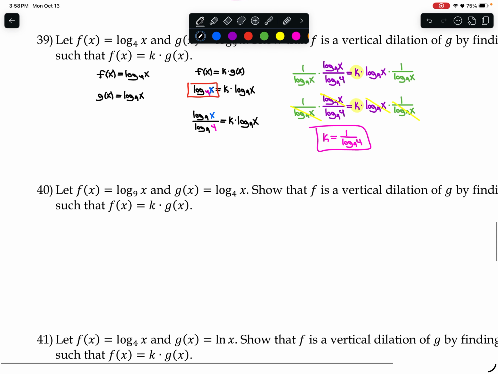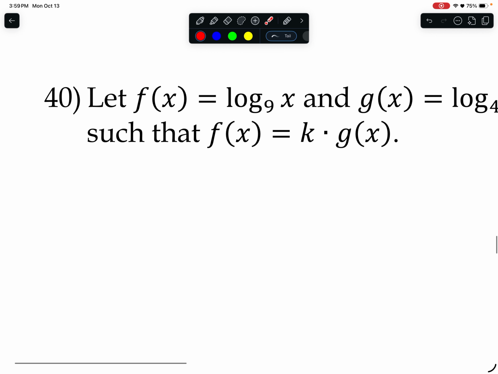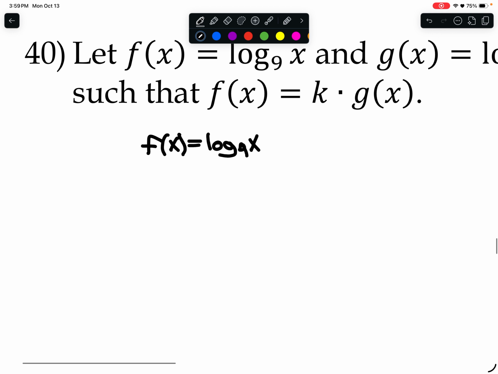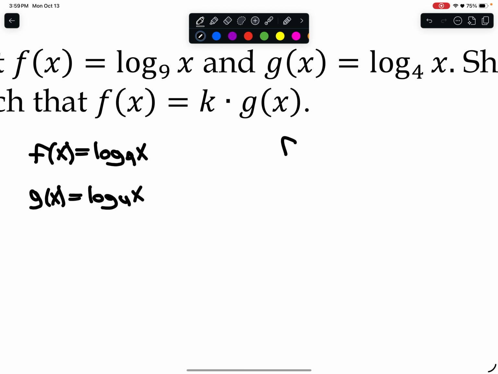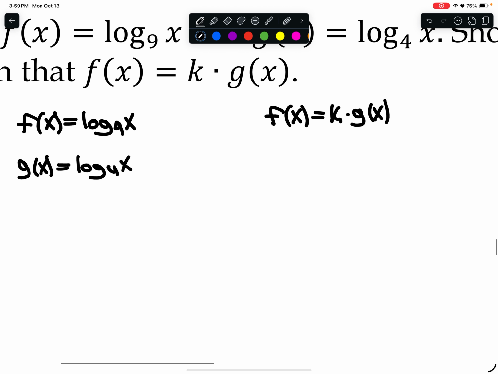Okay, so with 40, it's going to be the same idea, but now we're going to switch it up a bit. We're going to flip them. So now f of x is going to be equal to log base 9 of x, and then g of x is log base 4 of x. So once again, I want to rewrite this as f of x equals k times g of x. So when I sub in my values, we're going to have log base 9 of x equals k times log base 4 of x.